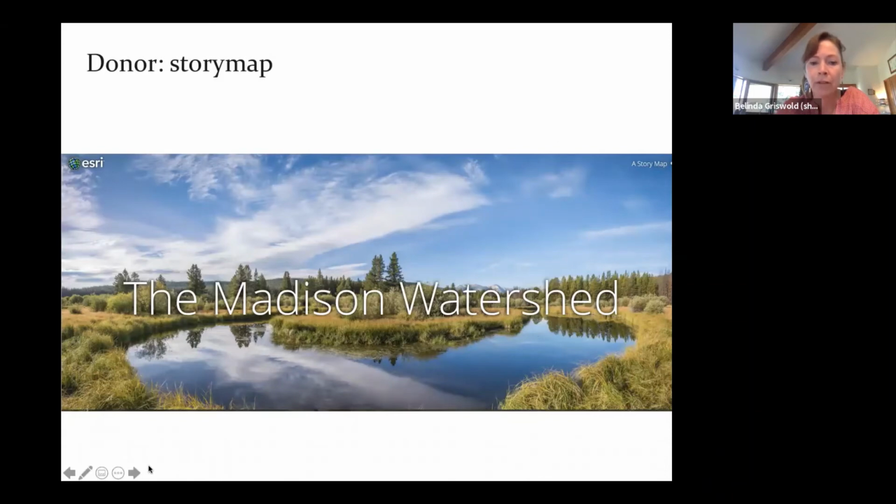So story maps can be great for that. Story maps can be great for many things, but the best use of them I've seen have been a little bit more funder facing.